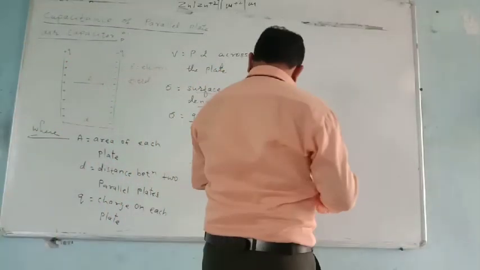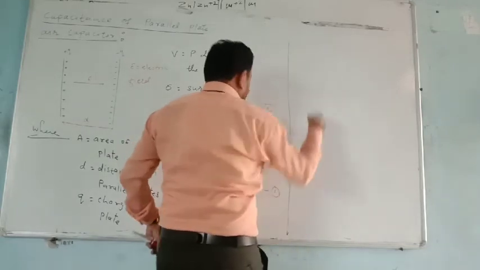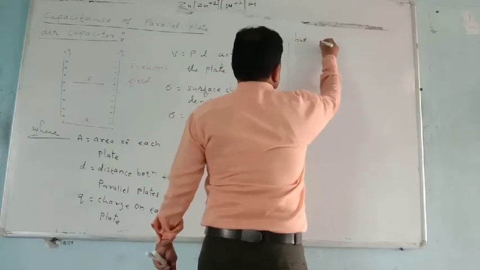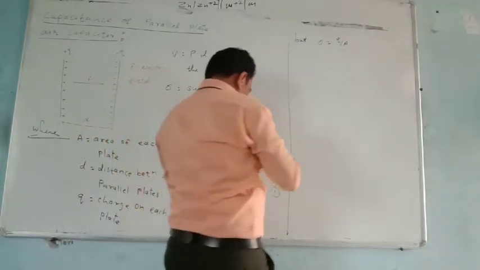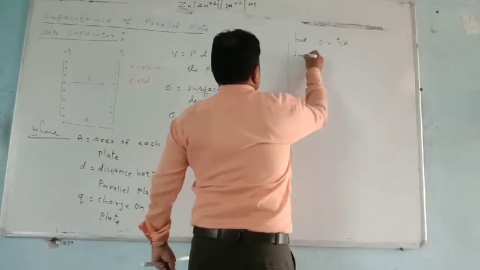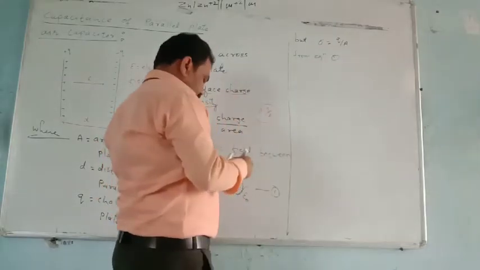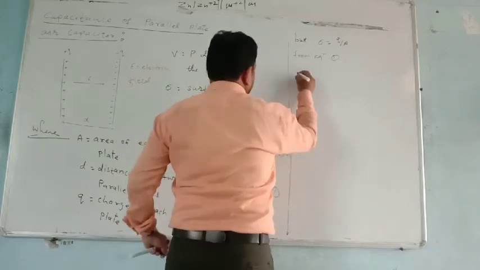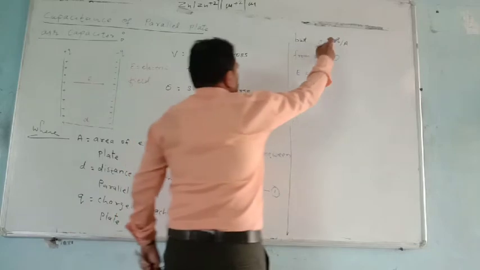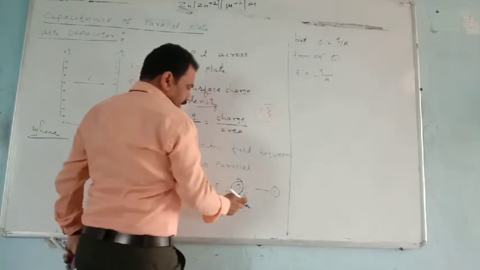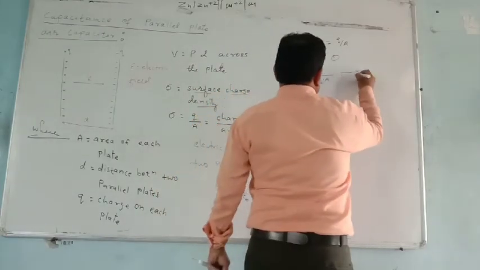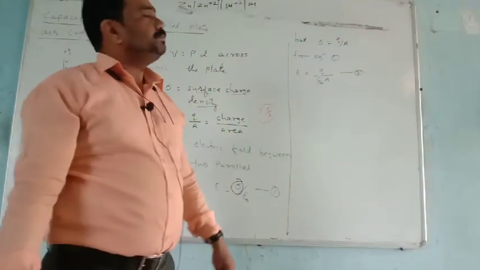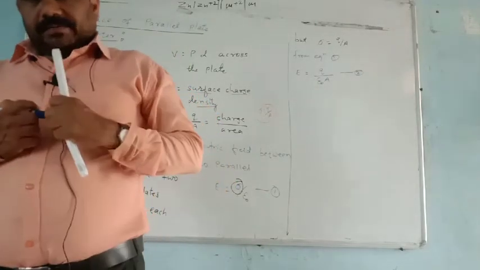But sigma is equal to Q by A. If we put Q by A instead of sigma, then our first equation becomes E is equal to Q by A, but in the denominator epsilon naught is there, so epsilon naught into A. So this is our second equation, that is electric field intensity in between two parallel plates is nothing but Q by epsilon naught into A. So this is about electric field intensity.